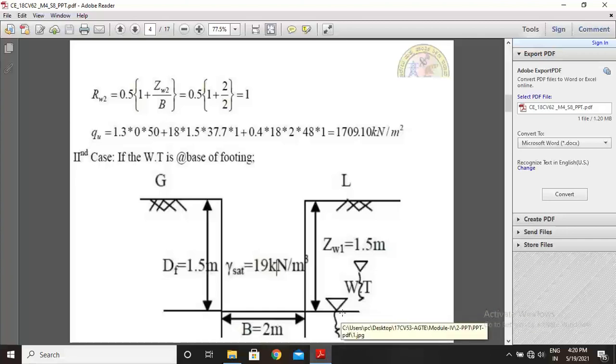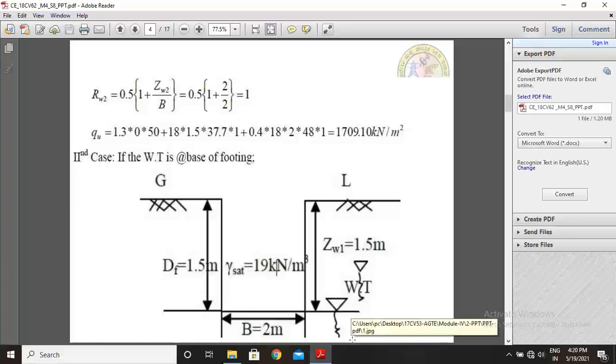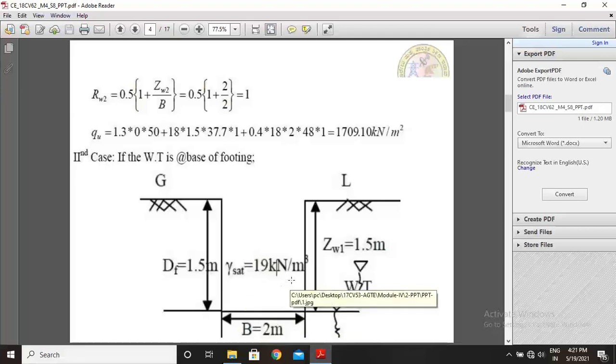So now here this is the water table at the base of the footings. So then ZW1 is equal to 1.5 meter and ZW2 is 0. This is the second case. The depth of the footing is 1.5 meter, the width of the footing B is 2 meter, and the saturated unit weight is 19 kilonewton per cubic meter.